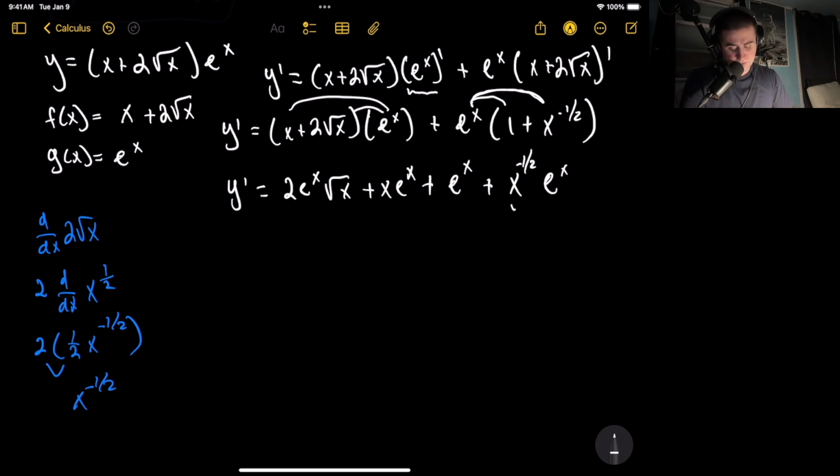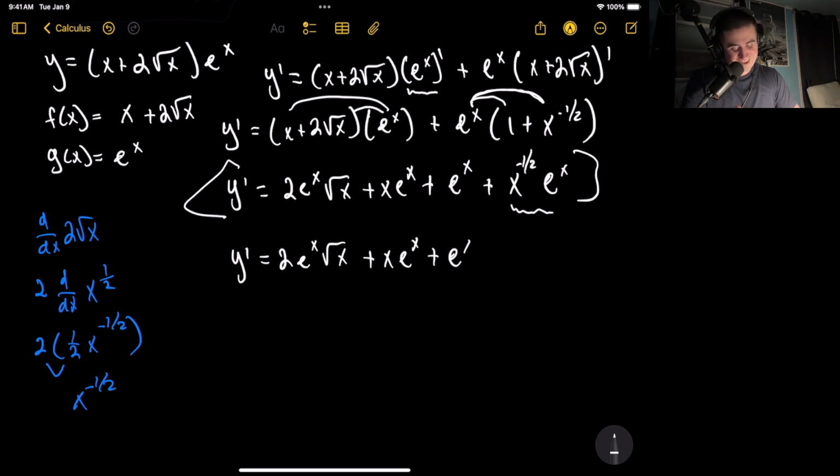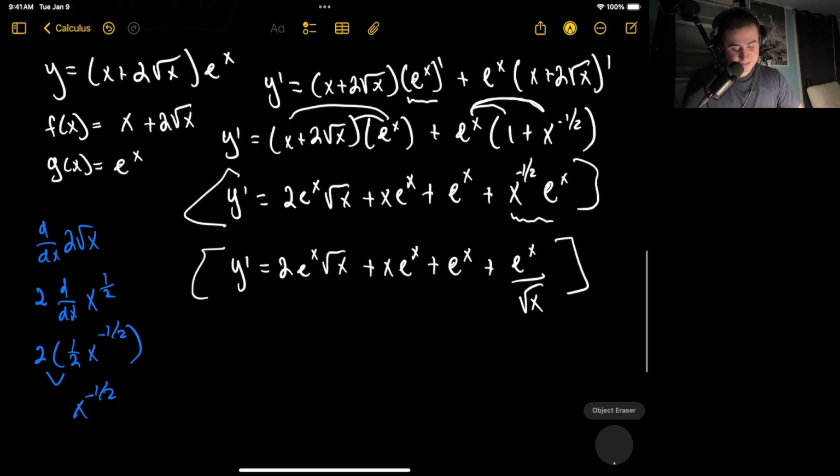One thing, you could rewrite this term instead, so we'll write every single term. You could have the answer as this over here, or you could have the answer as 2 times e to the power of x root x, plus x times e to the power of x, plus e to the x, plus e to the power of x over the root of x. You can have it either way. Either way, it's still the same answer, but we have these two as the derivative of the original function.